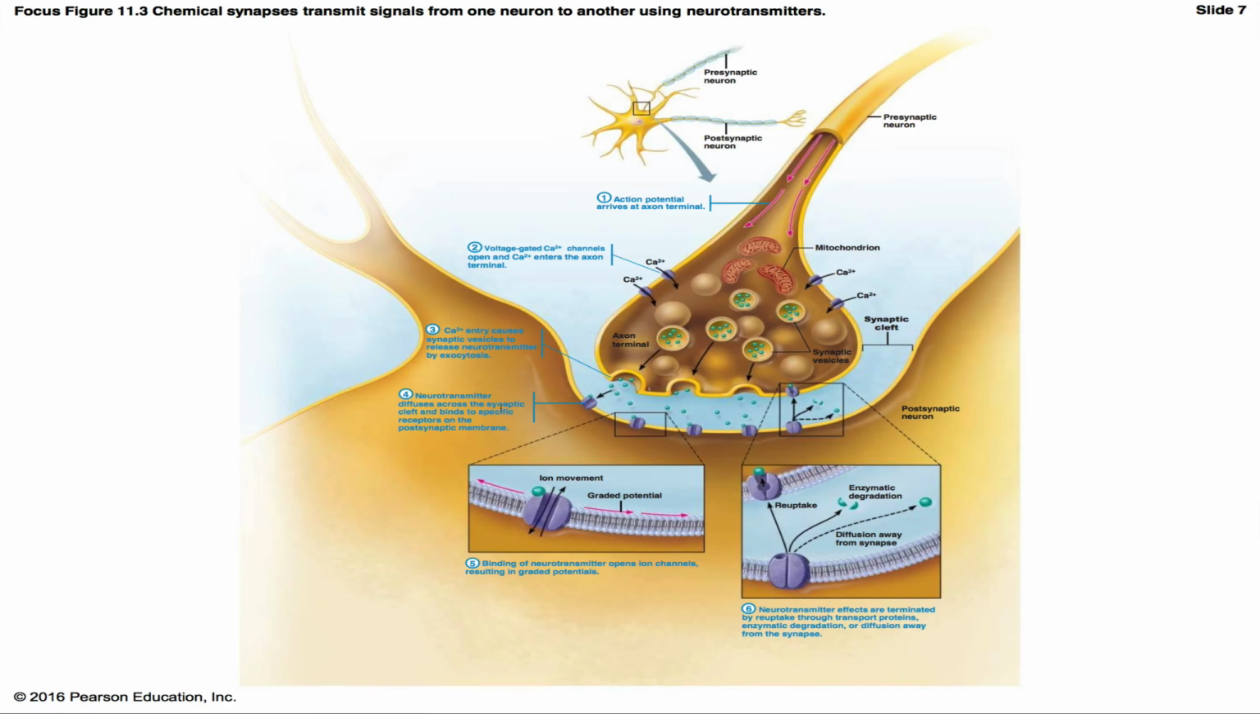And in this slide here, we want to look at step number 6, where the neurotransmitter's effects are being terminated. And as we've just learned, this can happen through one of 3 ways: by enzymatic degradation, by diffusion away from the synapse, or through the reuptake by the astrocytes.